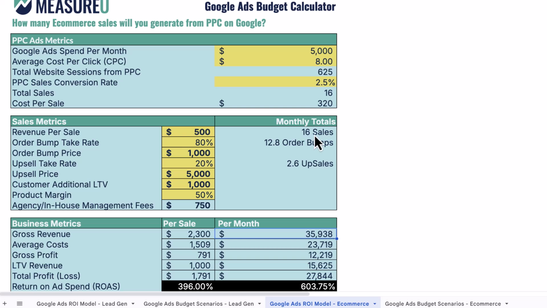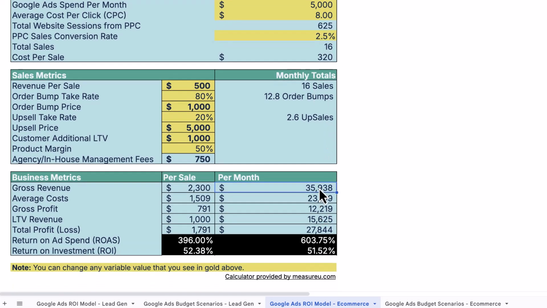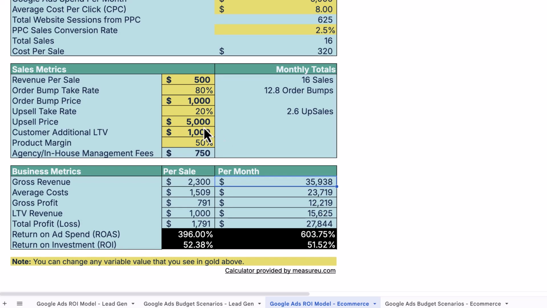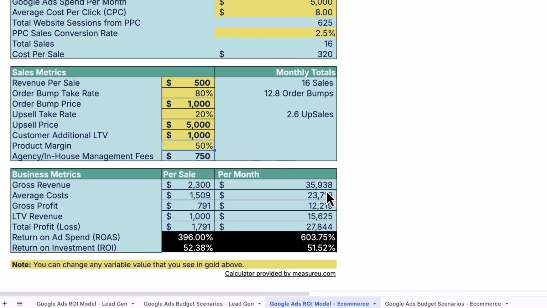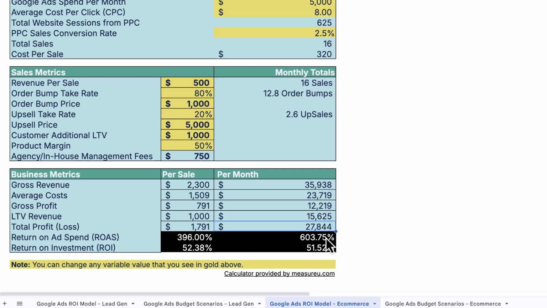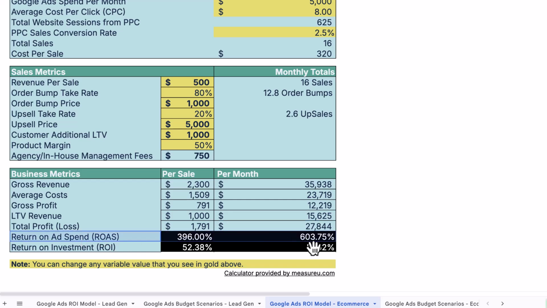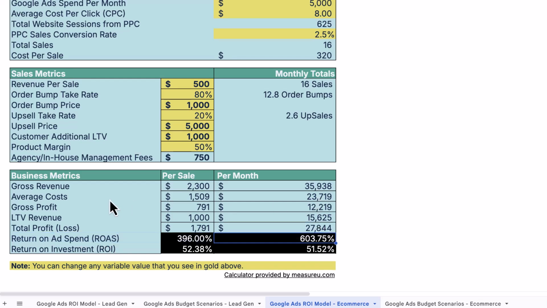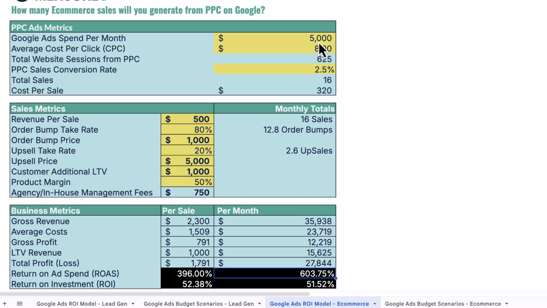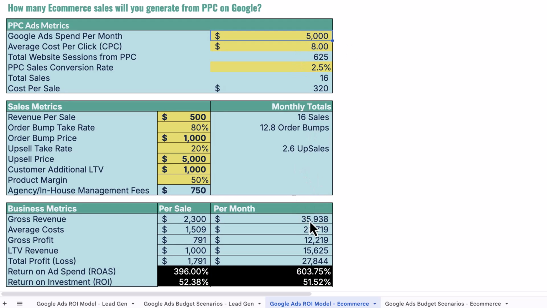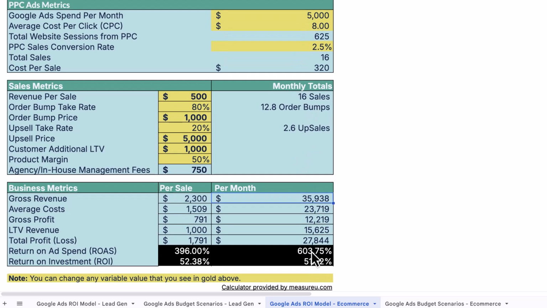So if I spend $5,000 and I get a 2.5% conversion rate, we're getting $35,000 in revenue. Our product cost is 50%, so that's eating into our profit, but we are still getting a profit. And then when you add in that extra lifetime value, it's a huge profit. And that's where our return on ad spend, which is how much you spent on ads, which is for the month $5,000, goes into this $35,000. Yeah, that's about 600% above.